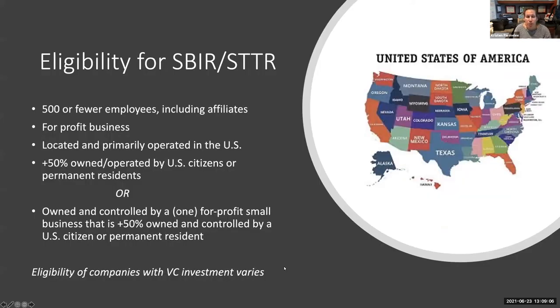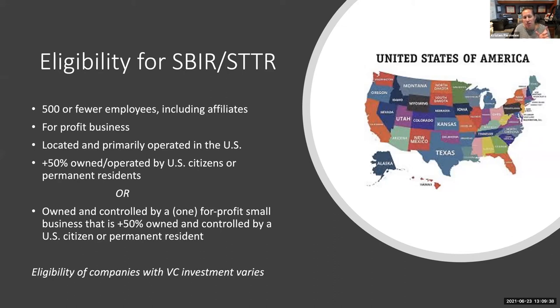To be eligible for the program, first of all, you must have a company. It must be for profit, have fewer than 500 employees, including affiliates, located and primarily operate in the United States, and be more than 50% owned and operated by US citizens or permanent residents, or owned and controlled by one for-profit small business that is more than 50% controlled or operated by US citizens or residents.